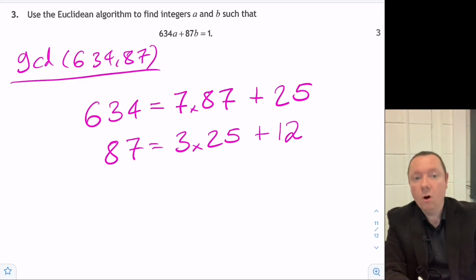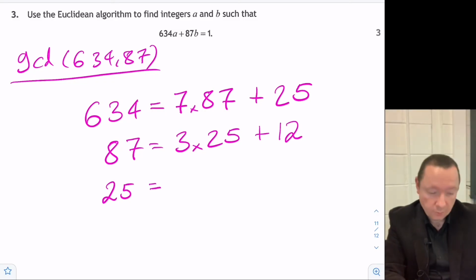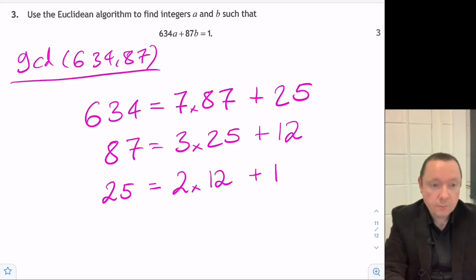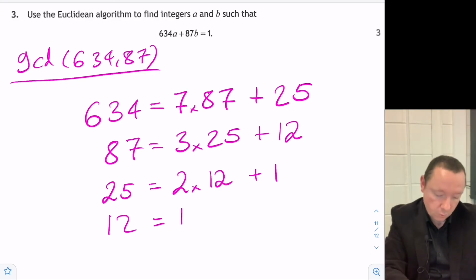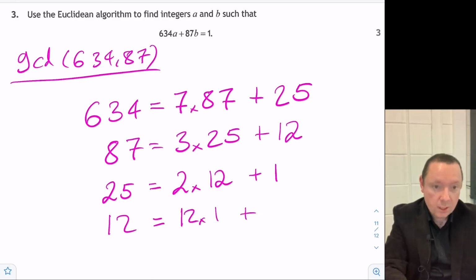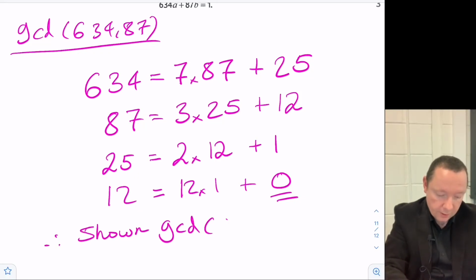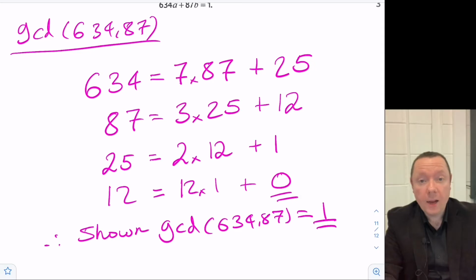So now we've got our 25. Well, 25 is 2 times 12, giving us a remainder of 1, or 12 in other words equals 12 times 1 plus 0. And therefore we've shown that the greatest common divisor between 634 and 87 equals 1. So now we just need to work backwards.